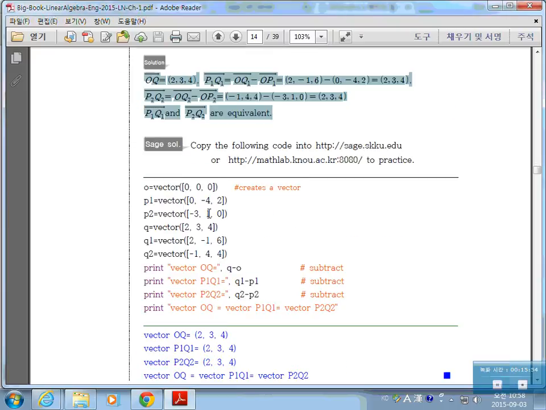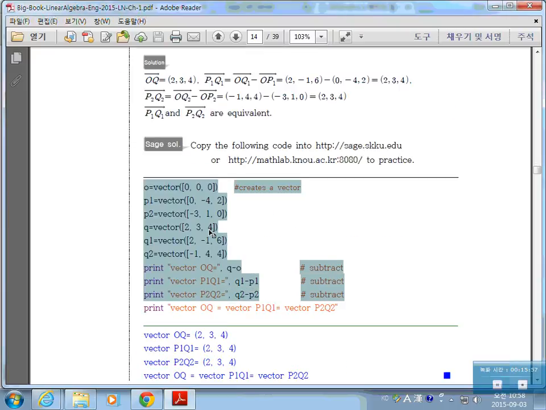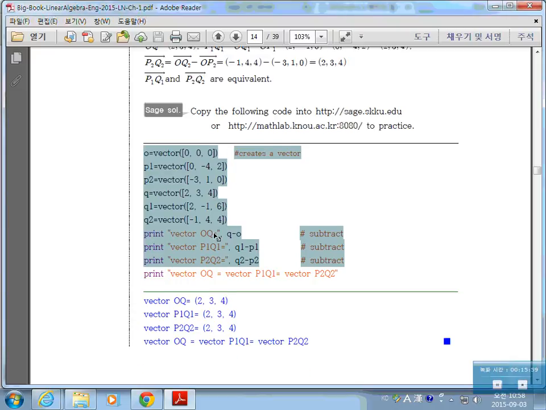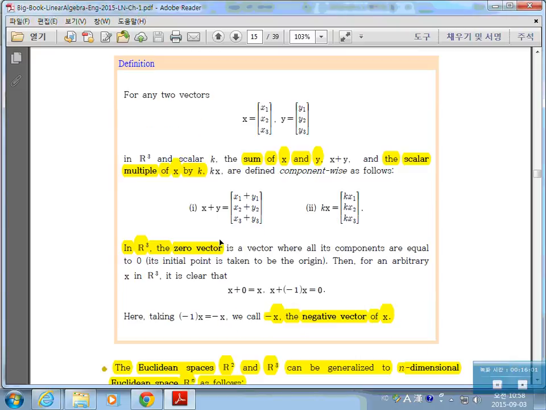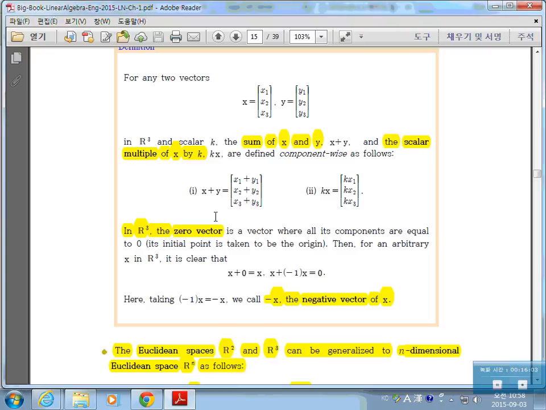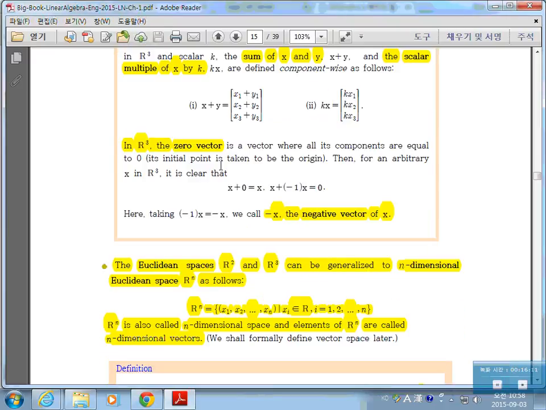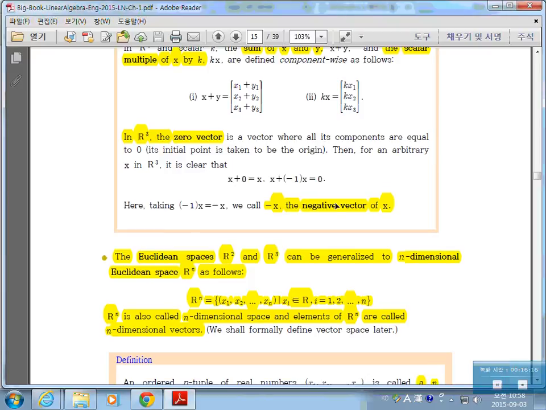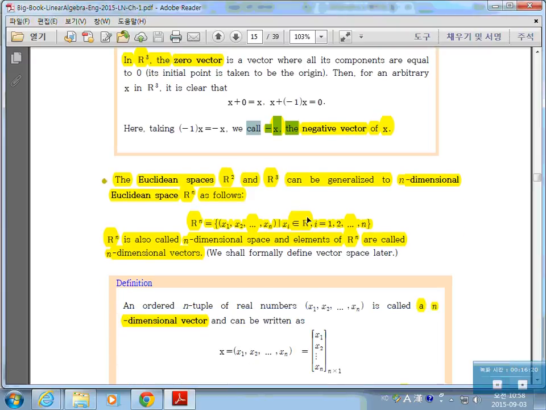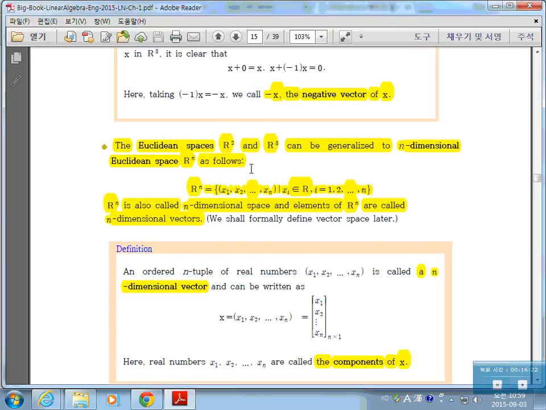The same thing can be done with three-dimensional vectors like this in R3. The definitions of vector addition and scalar multiplication for vectors in R3 are given similarly to what we did. The zero vector in R3 is defined similarly, and the negative vector of a given vector is also defined in the same way. This is what you have treated so far.